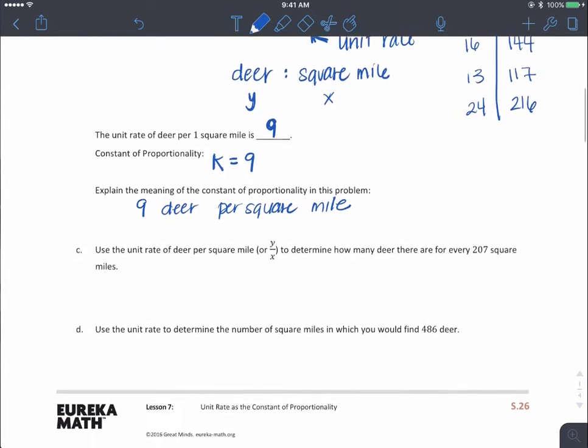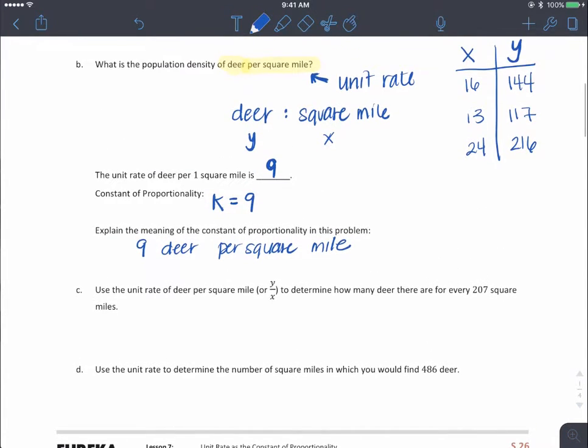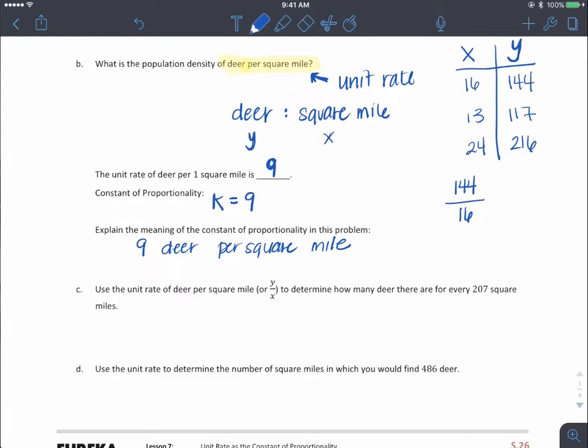So again, what we've done is we're checking to see that we can multiply all of our x values by the same number to get our corresponding y values. And so the way that you would do that is you would say 144 deer in 16 square miles. We divide by 16 to get our per square mile.